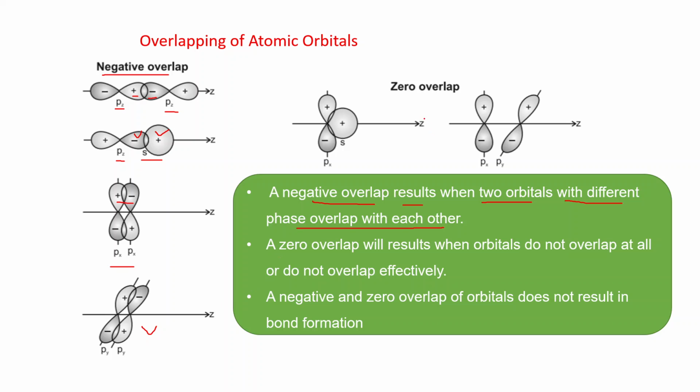There is a third type of overlap called zero overlap. A zero overlap results when orbitals do not overlap at all or do not overlap effectively. In this, you can see these are not overlapping. This is called zero overlap. In this case, this is px and py. The lobes of px are oriented along the x-axis and the lobes of py along the y-axis. That's why these are not oriented properly. This is again called zero overlap. A negative and zero overlap of orbitals does not result in bond formation.